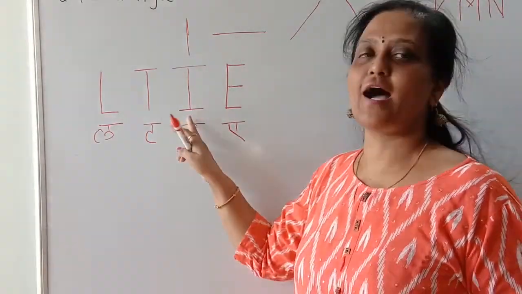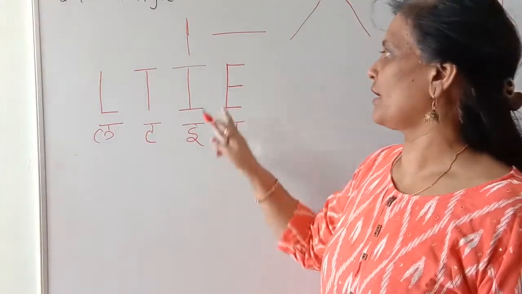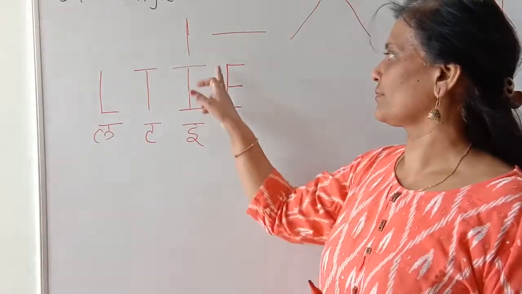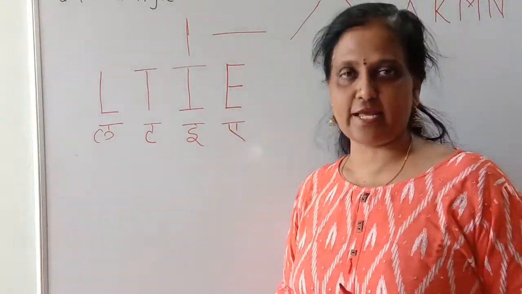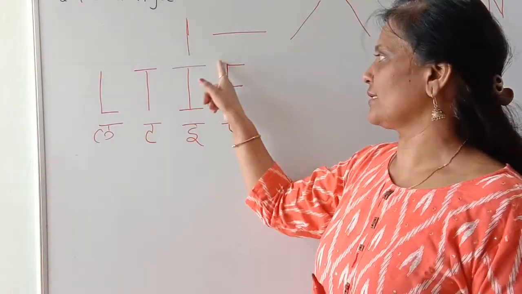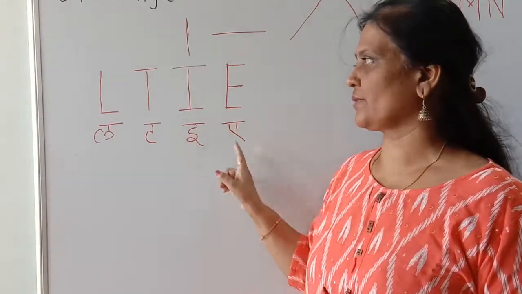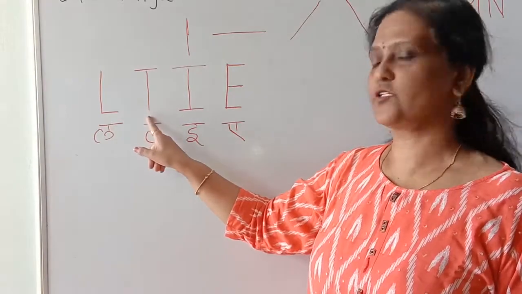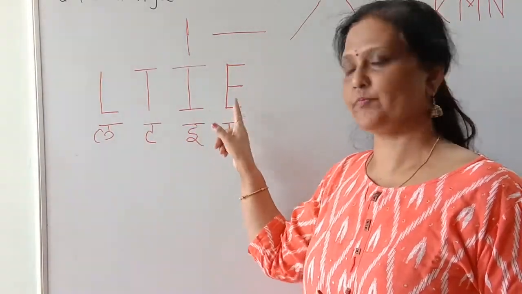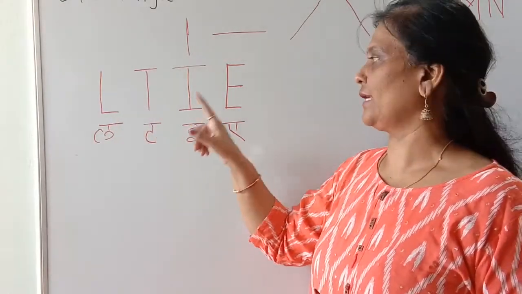The sound of I is E, and the sound of letter E is A. We write the letter with the help of standing and sleeping line. First I draw a standing line and then three sleeping lines, and join them to the standing line: letter E. E says A. L, T, I, E.